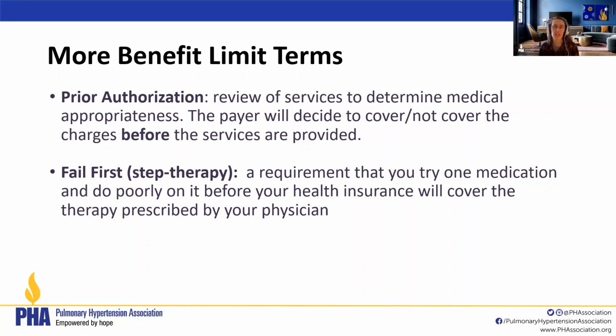There is typically an exception process that you can follow to convince your plan to cover an excluded service, product, or provider, not just with prior auth and fail first, but under any of those benefit limiting strategies. So your physician or provider can be a really critical resource in obtaining the exception for a benefit exclusion. And the PHA website does have more information on how to file a claim, appeal, or complaint. So make sure you check out those insurance resources on that section of our website.